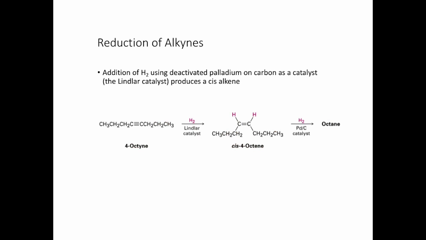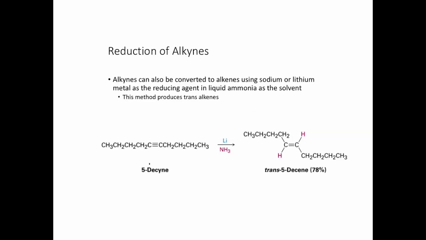So here we see a series where we start with 4-octyne, and with H2 and Lindlar's we get the cis-octene product, but then we could further react that if we wanted by using H2 on palladium on carbon or some other similarly active catalyst to produce the alkane. And then here is an example. If we started with this 5-decyne and we used lithium and ammonia, we would stop at the alkene, and in particular we would get the trans-alkene.